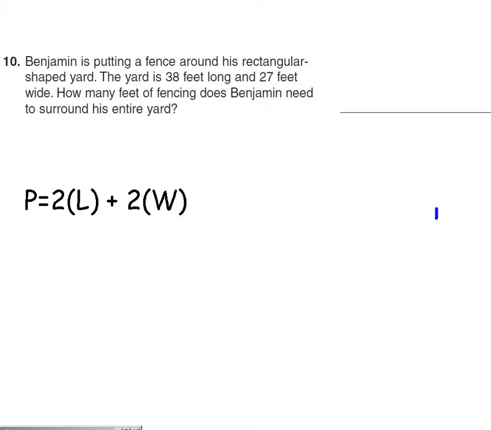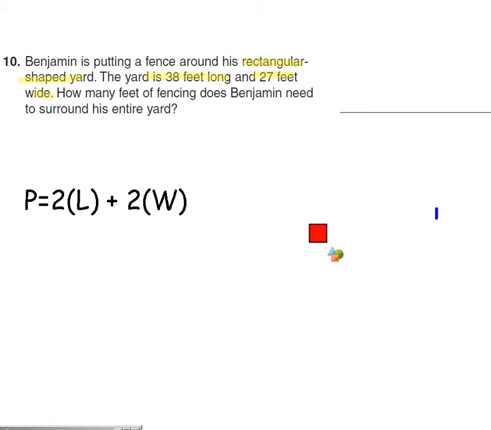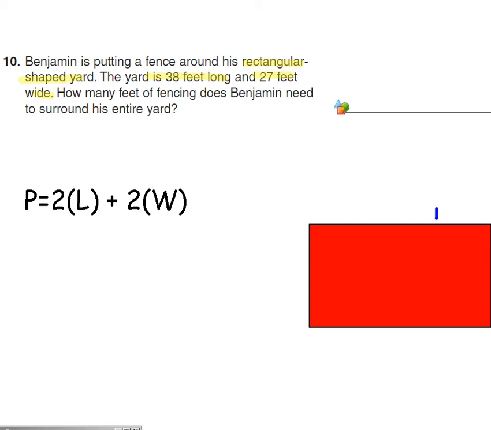Okay, let's move on. Here we have a word problem. Benjamin's putting a fence around his rectangular, that's our key word here, shaped yard. It's 38 feet long, 27 feet wide. So what we have here is a rectangle. Say this is his yard, not to scale. So we have something that is 38 feet long and 27 feet wide. So we have a length and a length, a width and a width.